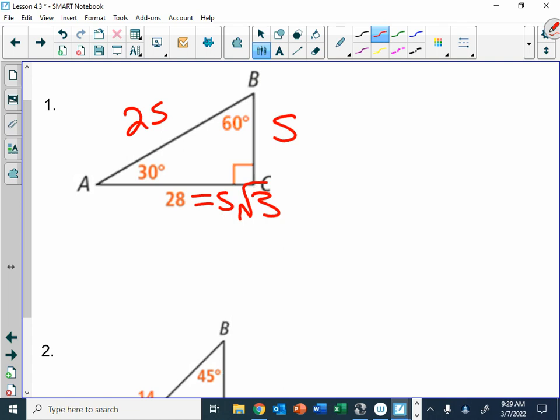Okay, we're going to set it up as an equation. S square root of 3 equals 28. That's exactly what I just wrote right here, just flipped it. Doesn't matter. You can write it that way too. I don't care. Okay? I'm trying to figure out what S is.